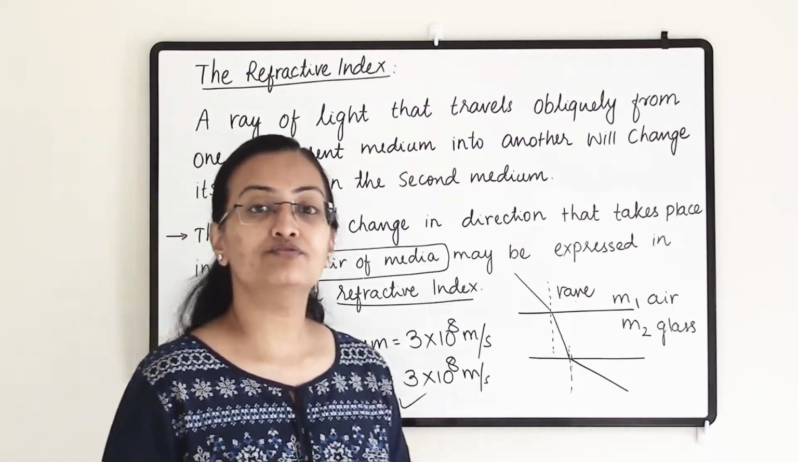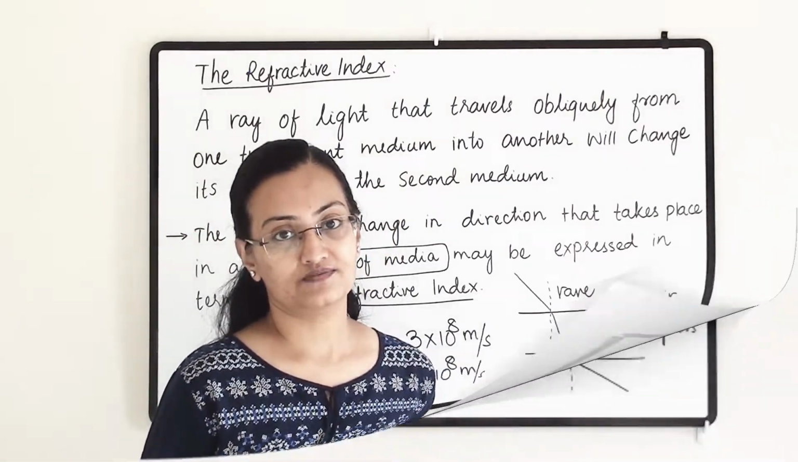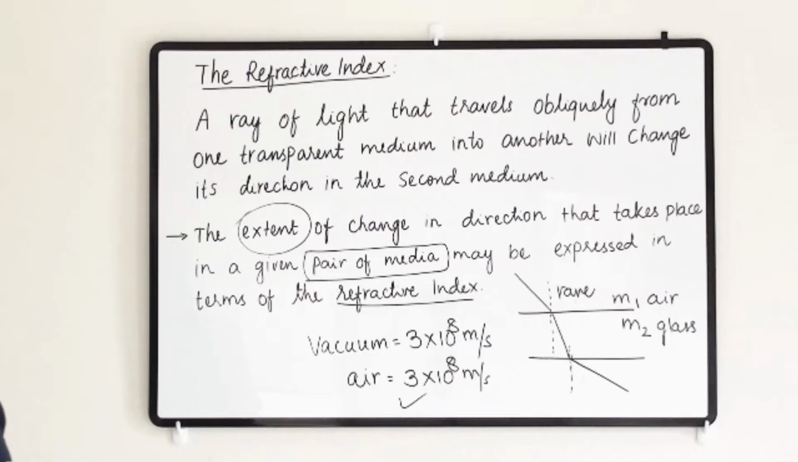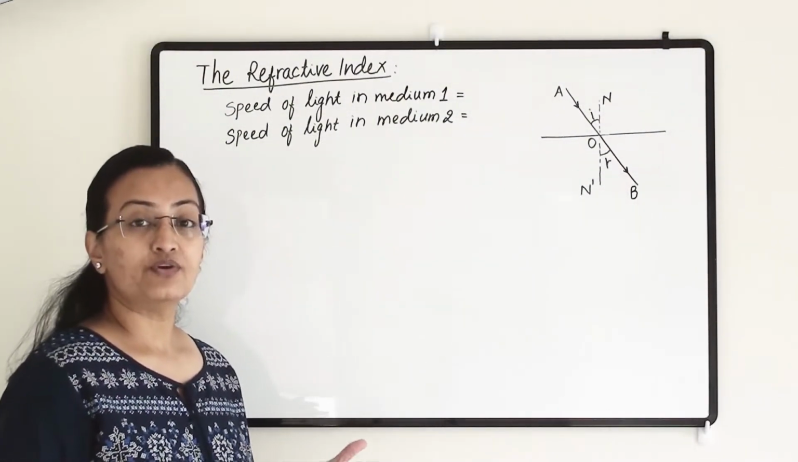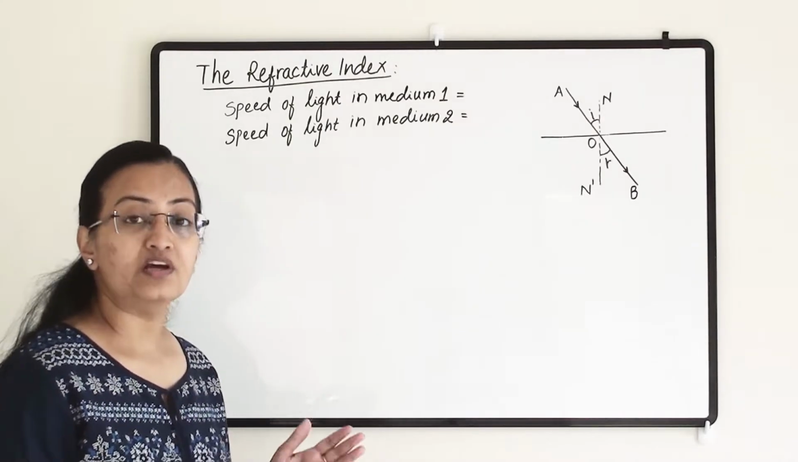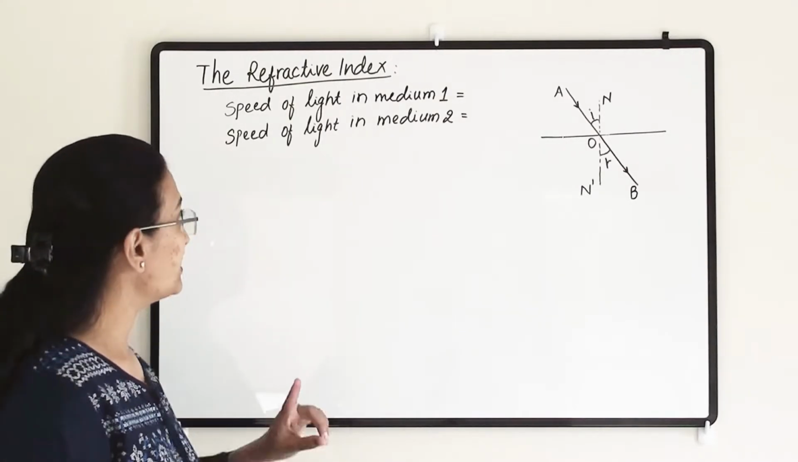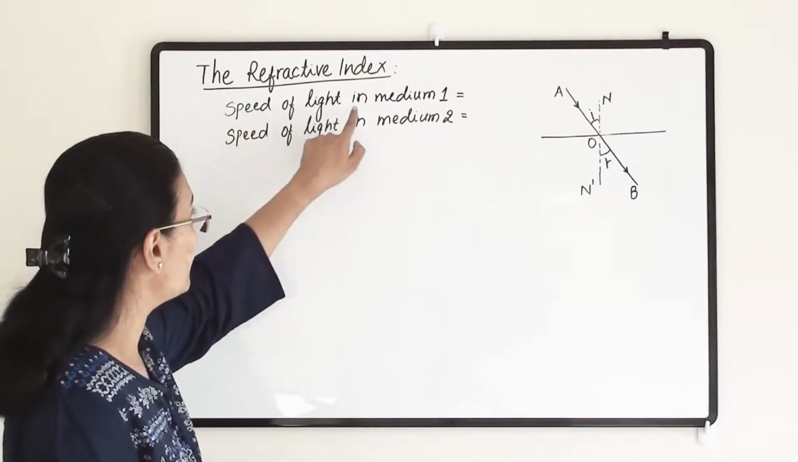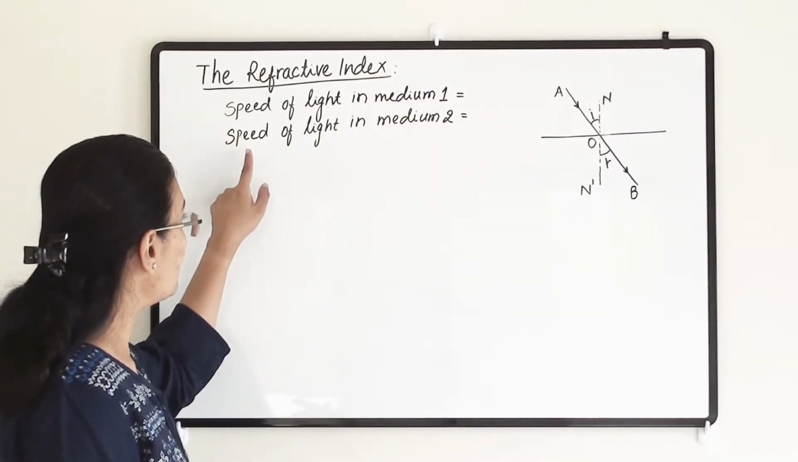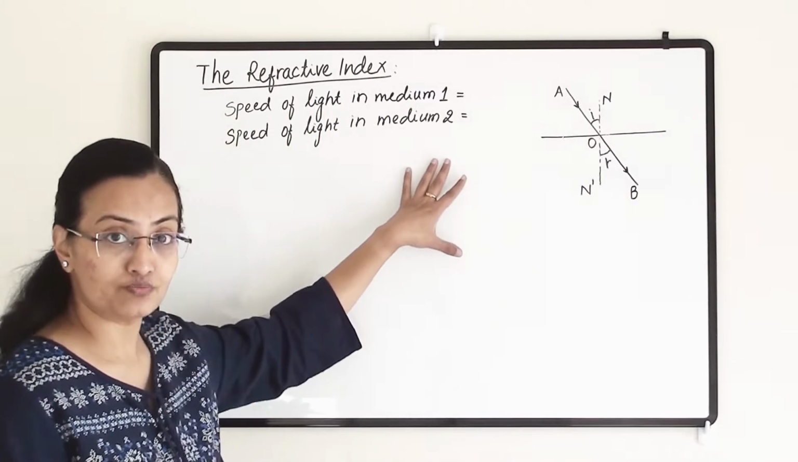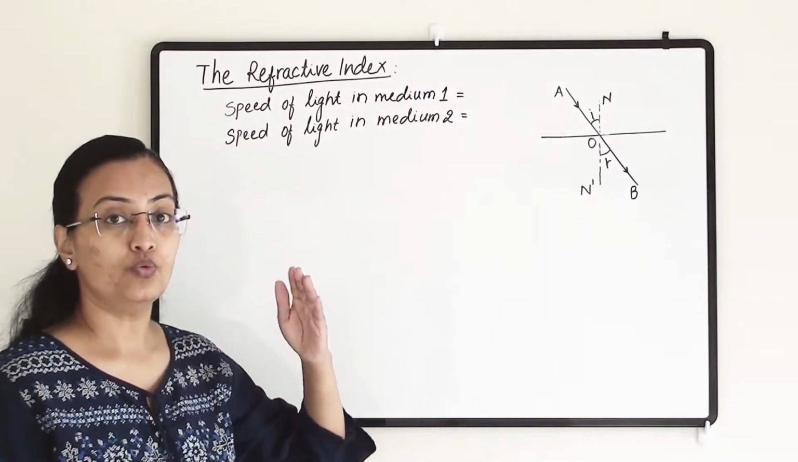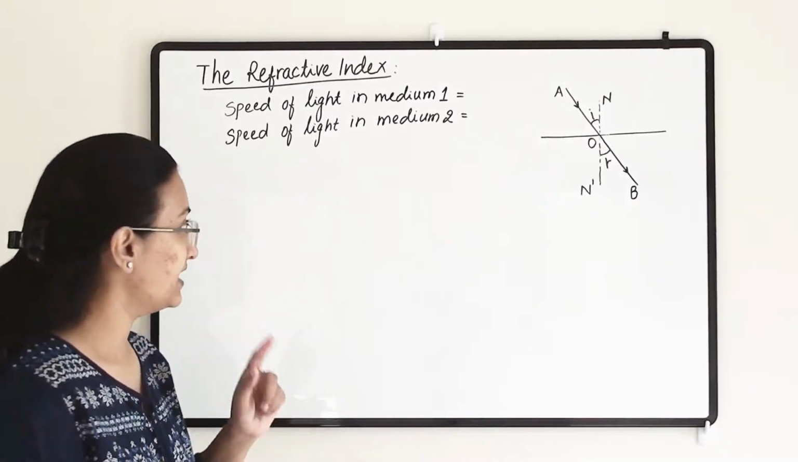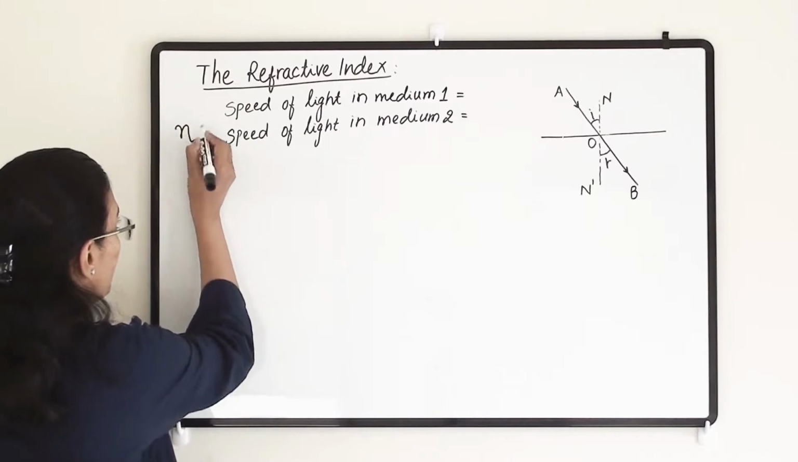Now let us derive the formula of refractive index. So here we are going to derive the formula for the refractive index. We are taking the ratio of the speed of light in medium 1 divided by the speed of light in medium 2. That ratio will be our refractive index, and we represent it with n.